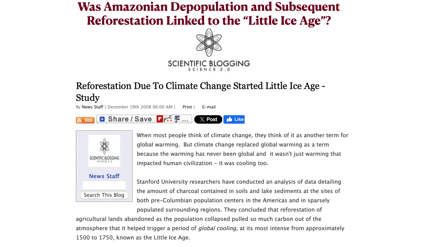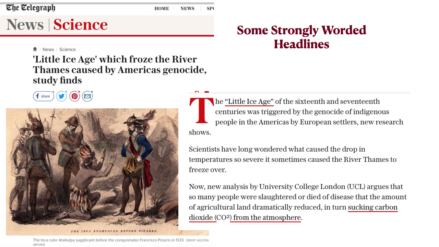So this thesis is that it was the depopulation followed by the reforestation, which sucked carbon out of the atmosphere and at a global scale was able to cause the Little Ice Age. There were a lot of headlines in more popular publications that were a little more strongly worded, as is often the case, too strongly worded. So this one from the Telegraph: the Little Ice Age of the 16th and 17th centuries was triggered by the genocide of indigenous peoples by European settlers. Well, that idea has been there, but it's quite strongly worded here.